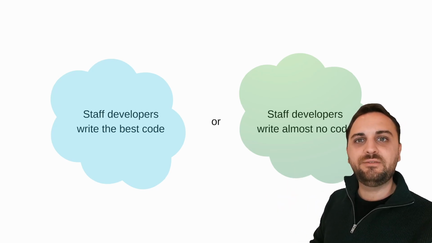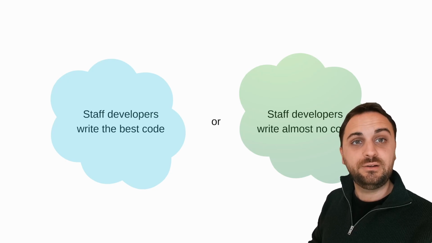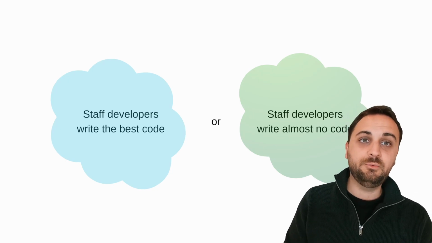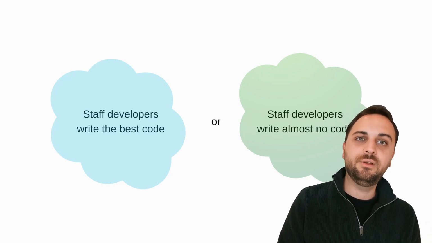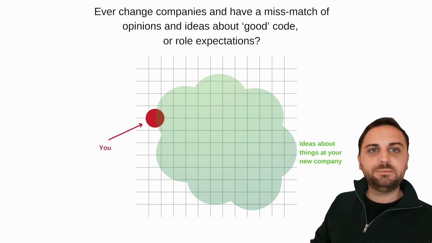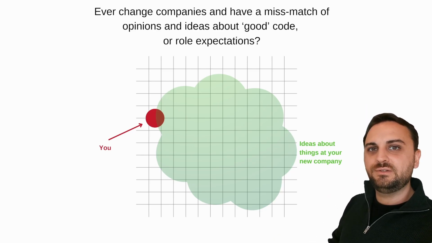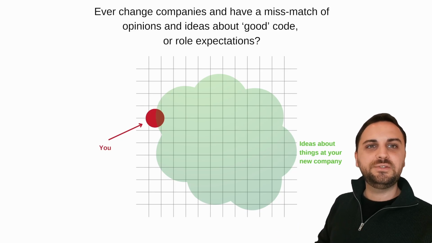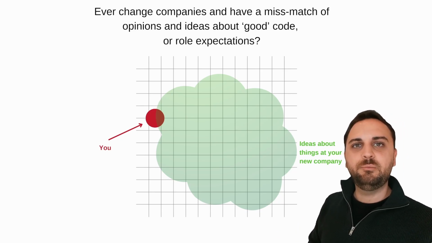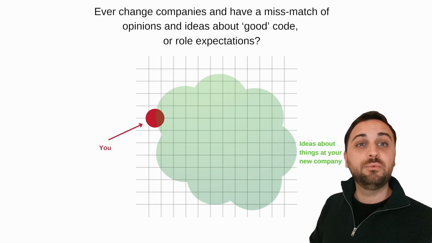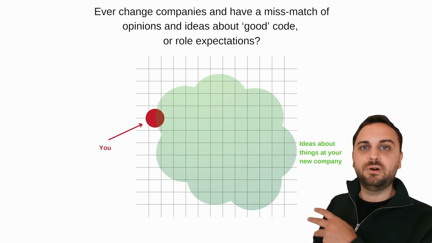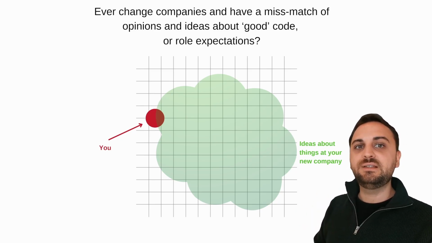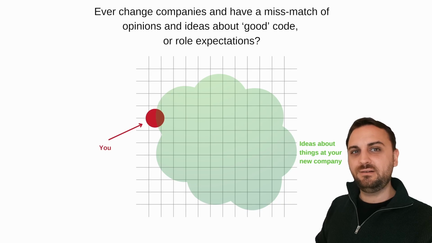When you have a staff developer who thinks I'm good because I write code, and another staff developer who thinks I'm good because I help other people write good code, you get a lot of conflict. And I think we've all experienced this when we've changed companies, because you always change your context and you've been drawn into somebody else's context sphere. So if you change companies, you might have a mismatch of opinions about good and what the role expectations are. You're on the border of ideas at your new company, and you have some things that are not in agreement there.